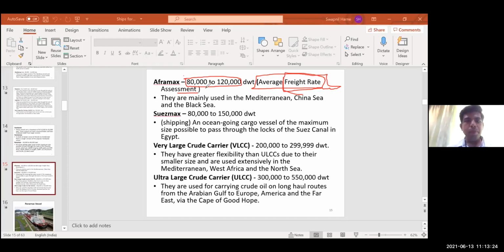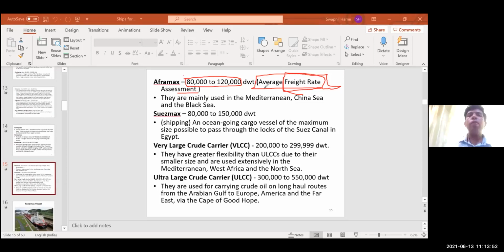Okay, gentlemen, is it clear? Sir, who carries out this freight assessment? See, these are the big traders who do this freight rate assessment. Sir, can you explain this once again? Okay, gentlemen, this average freight rate assessment is the whole big topic. I will come to that at a later stage. There are a lot of things.